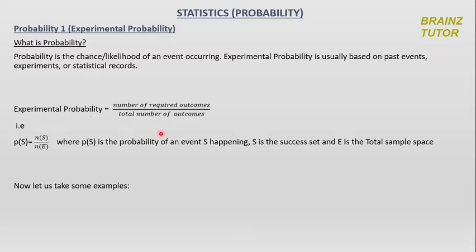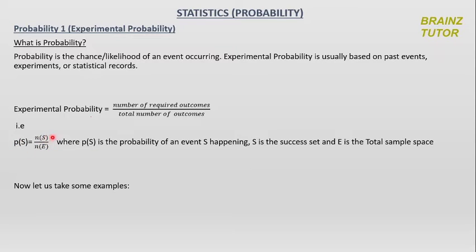So before we go on solving questions, as I said earlier, I want us to know the meaning of probability. Probability is simply the chance or likelihood of an event occurring. Experimental probability is usually based on past events, experiments, or statistical record. And experimental probability can be given with this formula right here, that is number of required outcomes to total number of outcomes, and we can shorten it to this form.